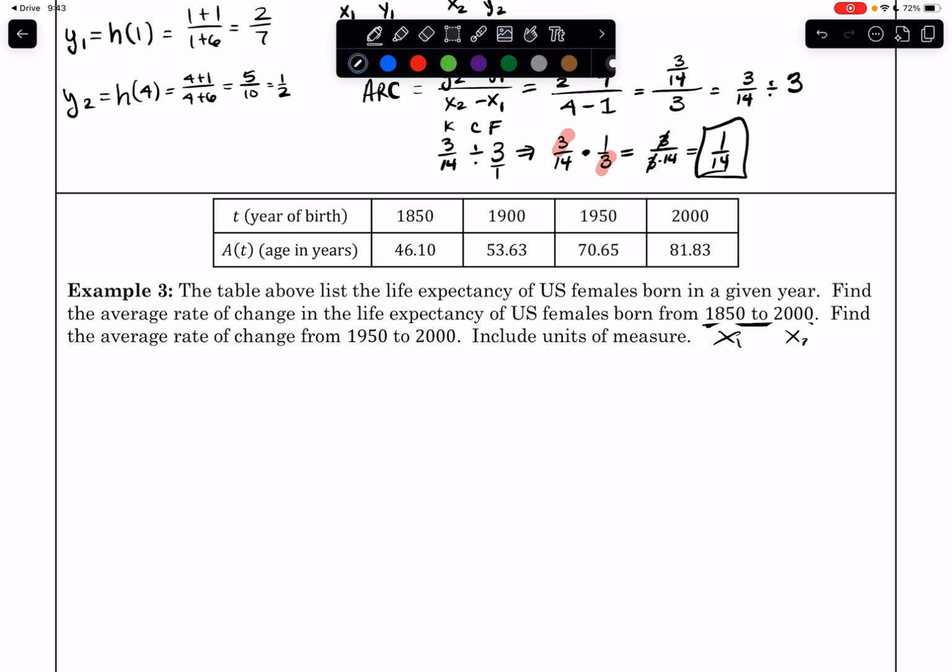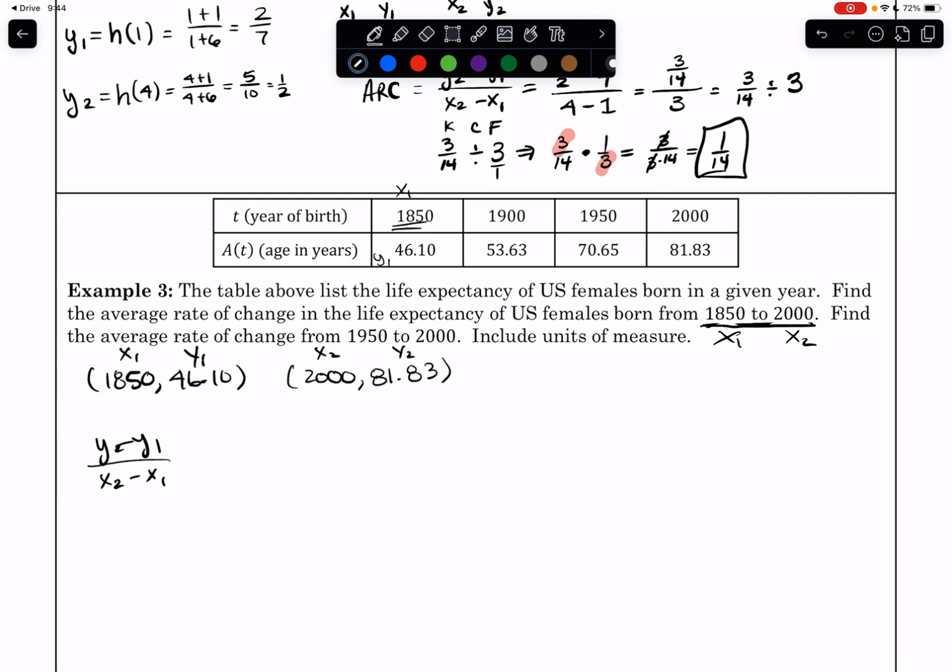The advantage of having a table is at x1, again this is my x1, it's already given me my y1. So I know that at 1850, the y coordinate is going to be 46.10. And in 2000, which is going to be my second x, the y value is 81.83. So here we're going to calculate again the average rate of change by y2 minus y1 over x2 minus x1. So this is my x1, my y1, x2, y2.